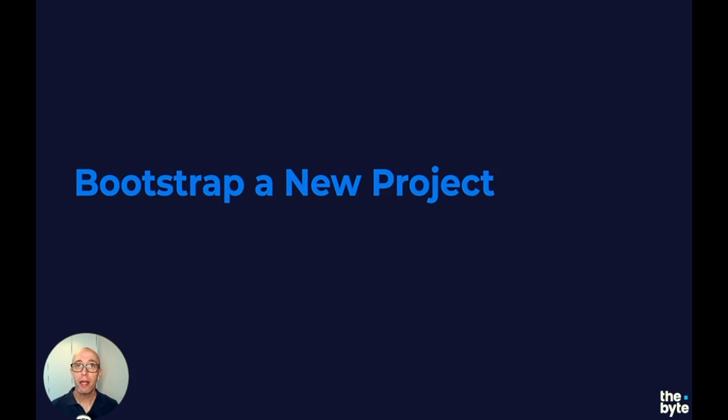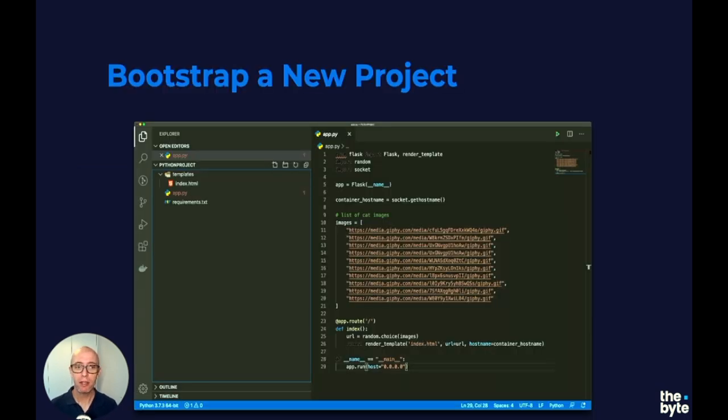In this section, we're going to learn how to bootstrap a new project. And what I mean by bootstrap is I'm taking a Python application with no Dockerfile, no compose file, and we're going to actually create a Docker project from this. Let's take a look exactly what this looks like.